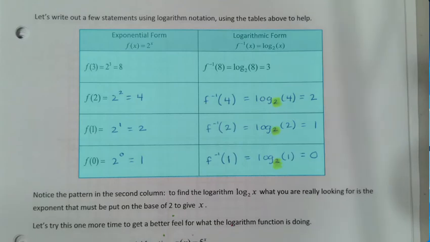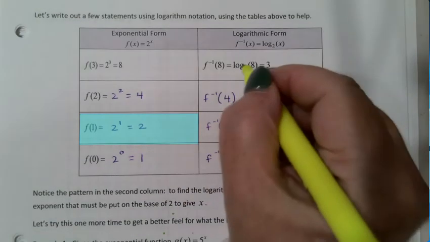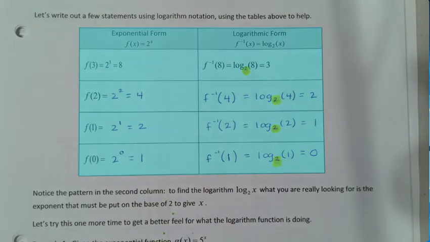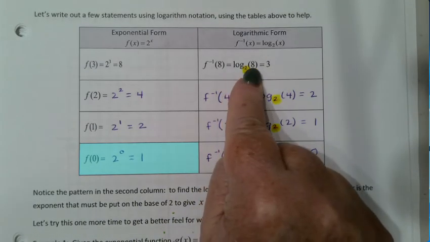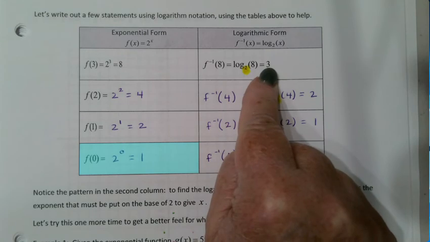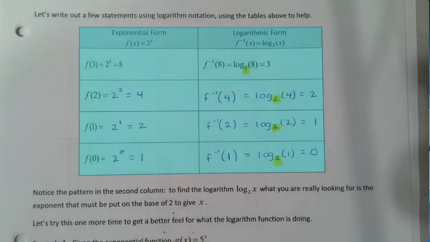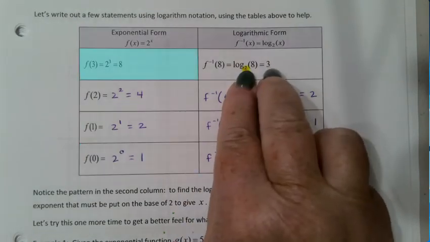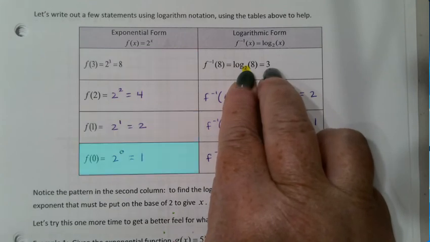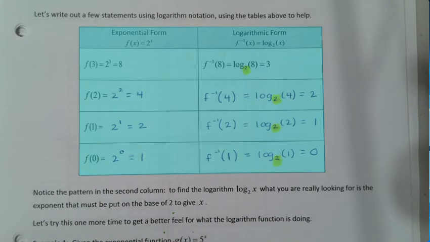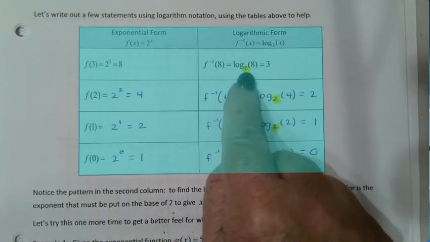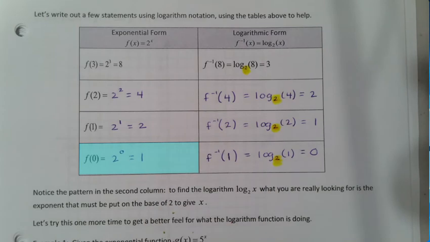The base is always 2, right? That became the base when the original exponential function had base 2. Actually, let's go all the way back up even to this one. The log base 2 of 8 is equal to 3. Did you notice that what I'm really looking for is the exponent, or the power, that I would have to put on that base of 2 to get an answer of 8? Right? 2 to the third power gives us 8.